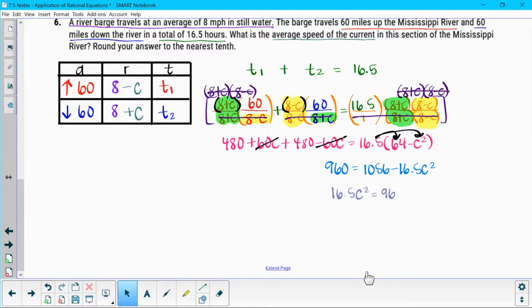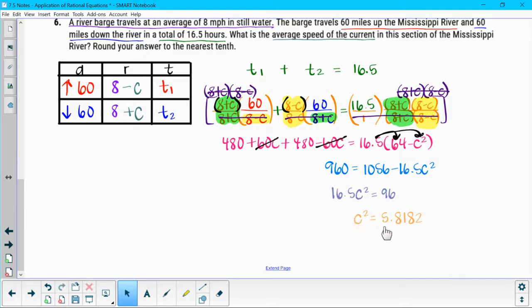I'm going to divide on both sides by 16.5 using a calculator, and that's going to give me C squared is equal to 5.8182. How you round is okay. You're going to be in a safe area for getting it correct, especially because if you were to see a problem like this on a test or a quiz, I will be looking at your work more than I will be looking at your final answer.